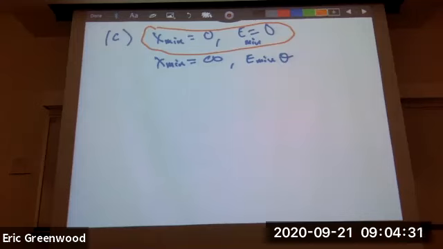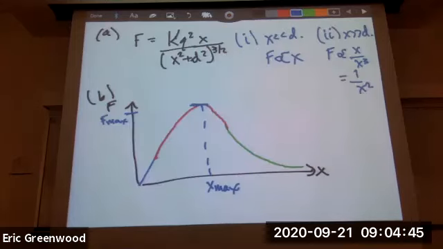Now part D then says, what's the maximum value of the electric field? So what is this maximum value? Well, again, we said the maximum value. Sorry, this should have been E, not F. There we go.